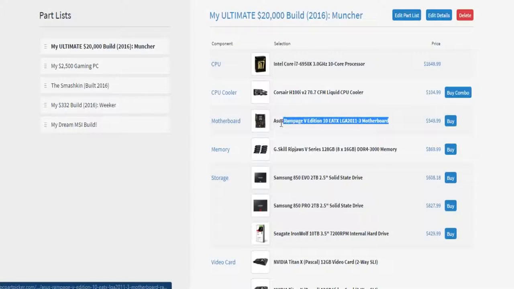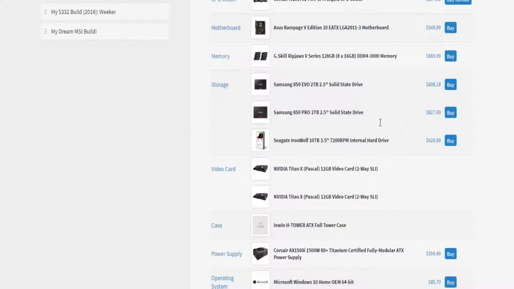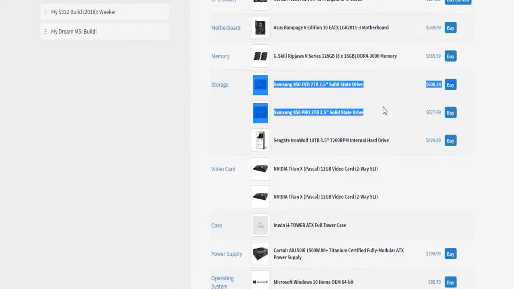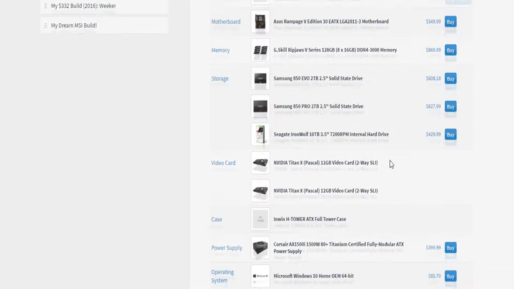The motherboard then is an Asus Rampage 5 edition, which I do believe there's a higher edition, but I'm not sure. Then I went with G-Skill Ripjaws series, 128GB of their 8x16 kit, DDR4 3000MHz memory, that should be fine, two 2TB Samsung SSDs, and a 10 terabyte HDD for your permanent storage.